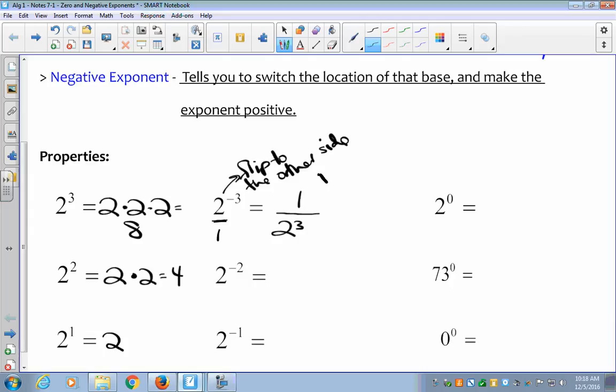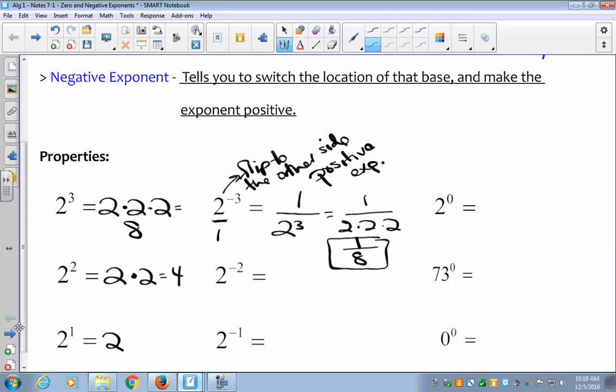And then we got a positive exponent. So I had 2 to the negative 3. I move that down, and it's 1 over 2 to the 3. And then you do the same exponent rules to get the final answer. It's equal to 1 over 8.